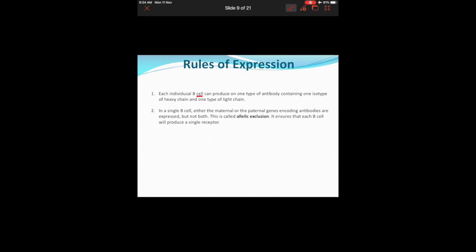The other is that the expression of these antibody genes follows allelic exclusion. In other words, only your antibody genes from your mother or your father are expressed in that particular cell, not both.